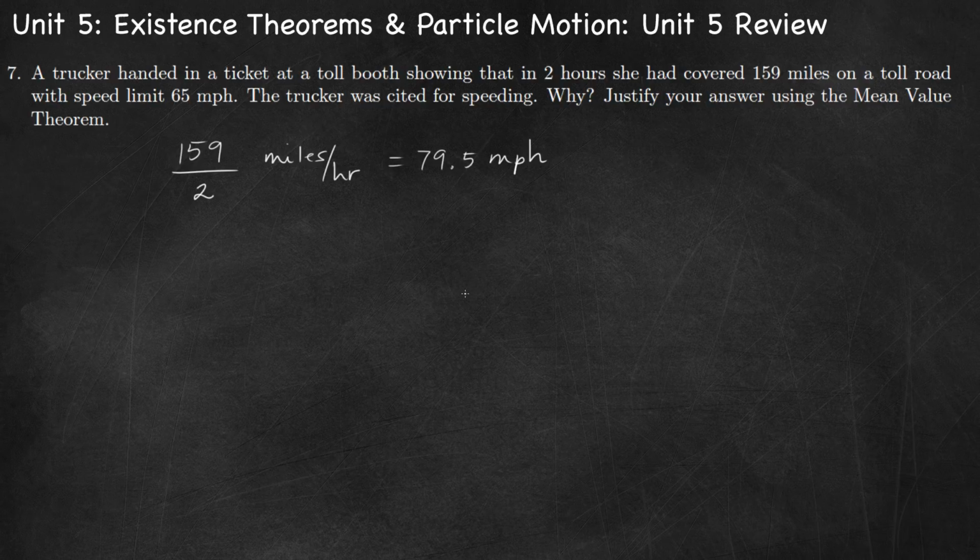Okay. So 79.5 miles per hour was her average rate of change, or her average speed. So the mean value theorem would guarantee that at some point between 0 and 2 hours, her average rate of change was equal to her instantaneous rate of change. So she must have been driving 79.5 miles per hour at some point in those 2 hours, which is well over the speed limit. Now, in order to use the mean value theorem, we are, of course, making some assumptions. We're assuming that the function, her position function, is continuous on that interval and differentiable, but that seems like a reasonable assumption to make.